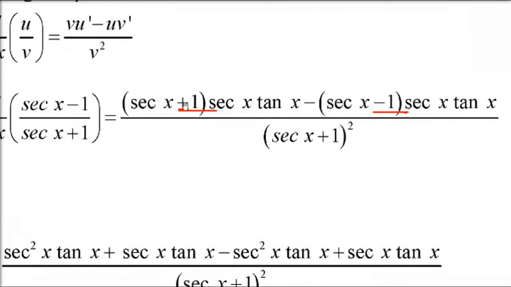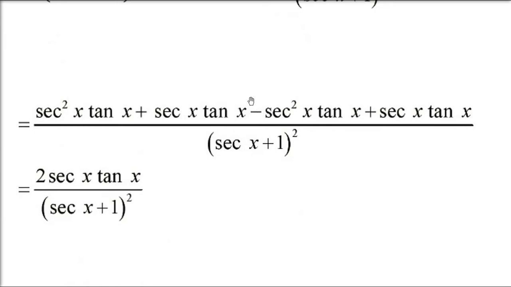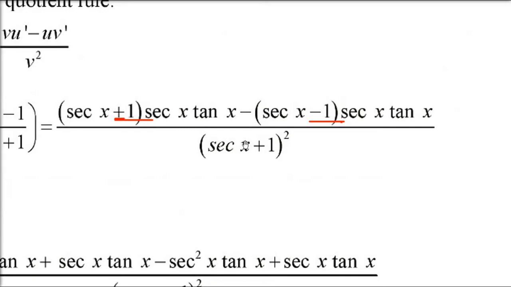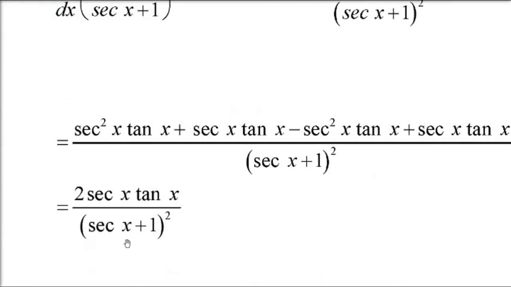Now you will multiply it properly. Each and every term you will multiply, and after multiplication you will realize that sec² x tan x and sec² x tan x are available in negative and positive sign. So you can just cancel it out. Only sec x tan x and sec x tan x will remain, so that will account to 2 sec x tan x. And v square, (sec x plus 1) whole square, will be in the division. It remains there only.